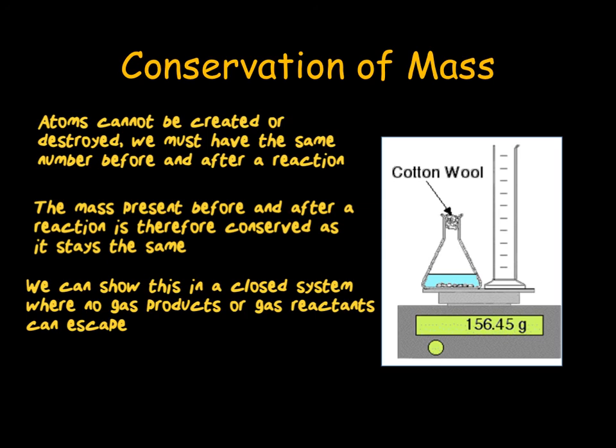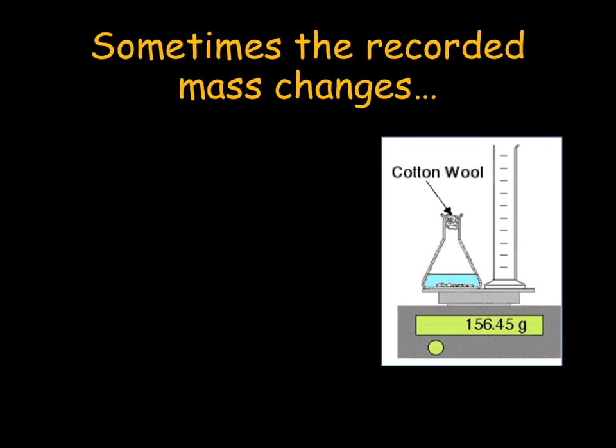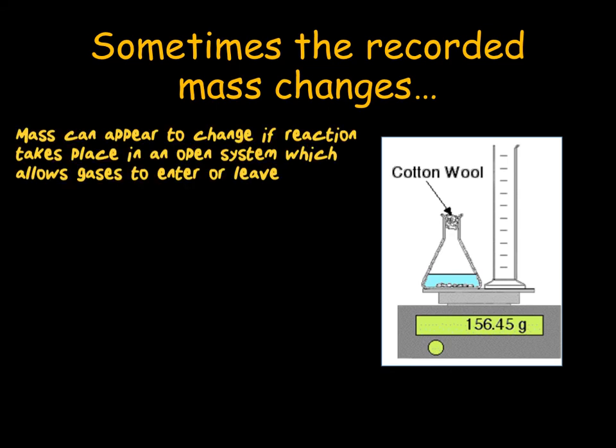If we started with 156.45 grams, as it shows on the scale here, then we would finish with 156.45 grams. This means that mass has been conserved. We have the same at the beginning of the reaction as we do at the end of the reaction. In some chemical reactions, it may look like the mass goes up or goes down. This is because it is taking place in an open system rather than a closed system.